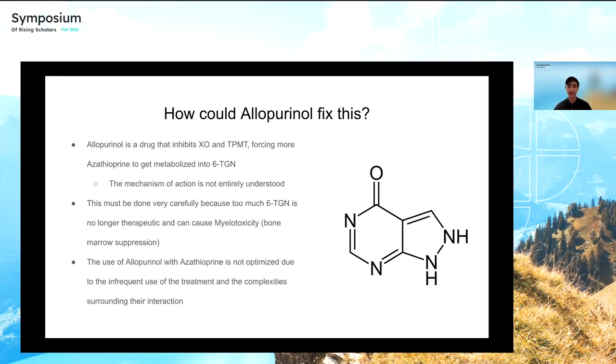And it also must be done very carefully, mixing allopurinol and azathioprine, that is, because too much 6-TGN is no longer therapeutic and can cause something known as myelotoxicity, also known as bone marrow suppression, which is not something that you want. And this use of allopurinol with azathioprine is not optimized at all, really, because it's just not used often enough. And the complexities between what's going on are quite complicated.